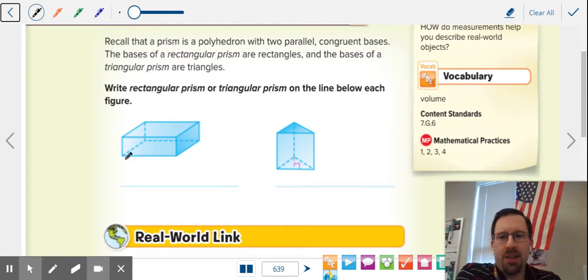Remember, all prisms have rectangle faces. The question is, what are the bases? So if it's a rectangle base, it's a rectangular prism. If it's a triangle face, it's a triangular prism. Now, there are other types of prism, pentagonal, hexagonal, and so on. But we're only going to be dealing with these two types.